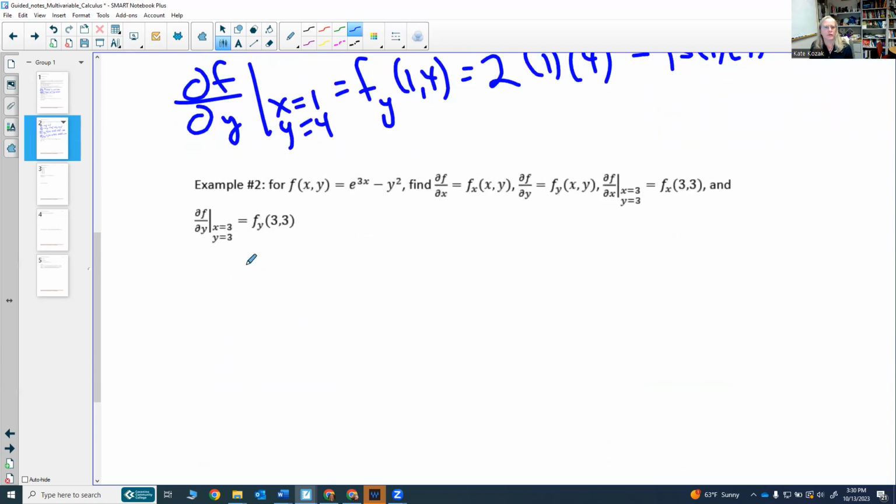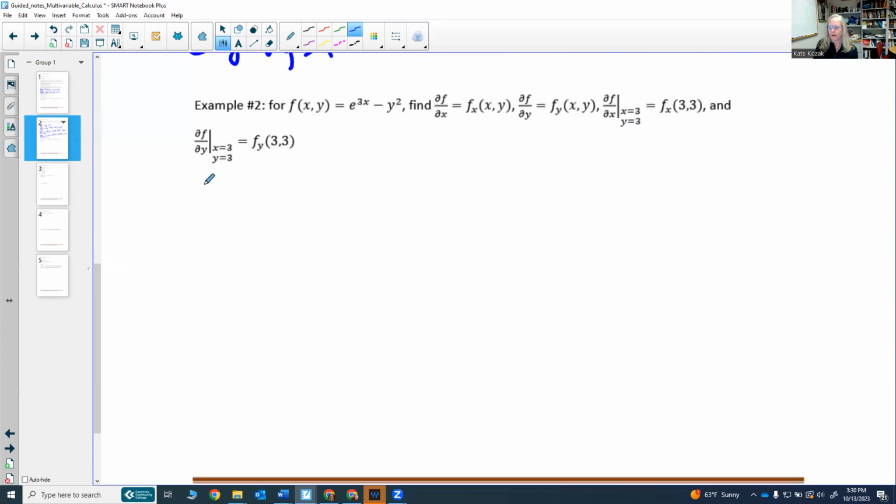Another example, example number 2, for f of x, y is equal to e to the 3x minus y squared. Find the partial derivative of f with respect to x, the partial derivative of f with respect to y, the partial derivative of f with respect to x when x is equal to 3 and y is equal to 3, and the partial derivative of f with respect to y when x is equal to 3 and y is equal to 3.